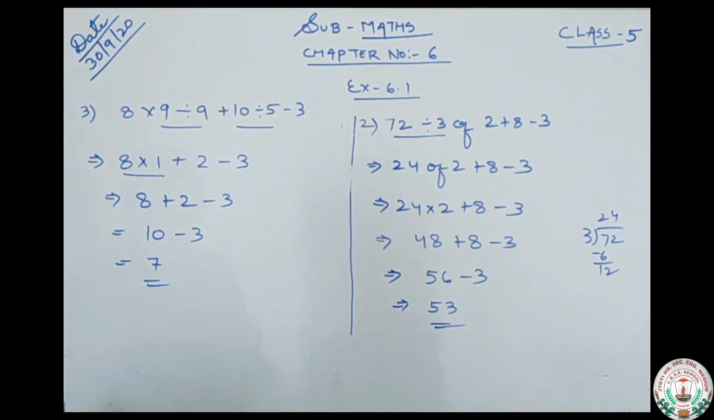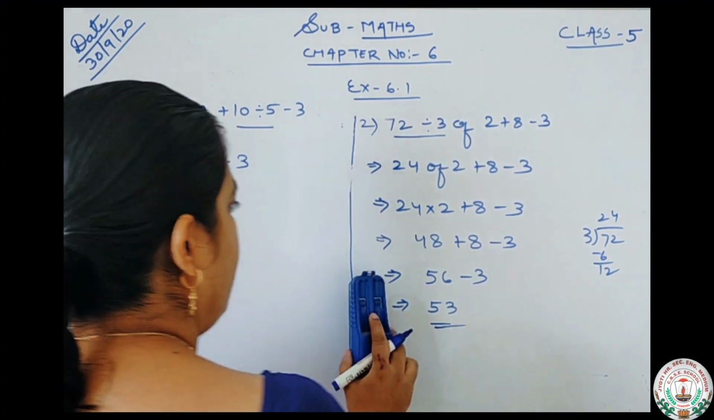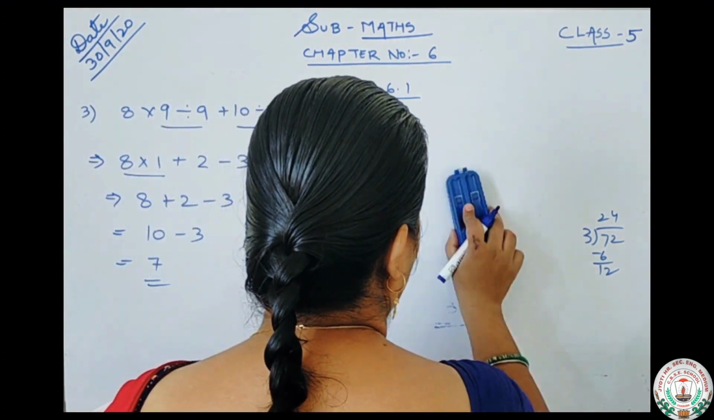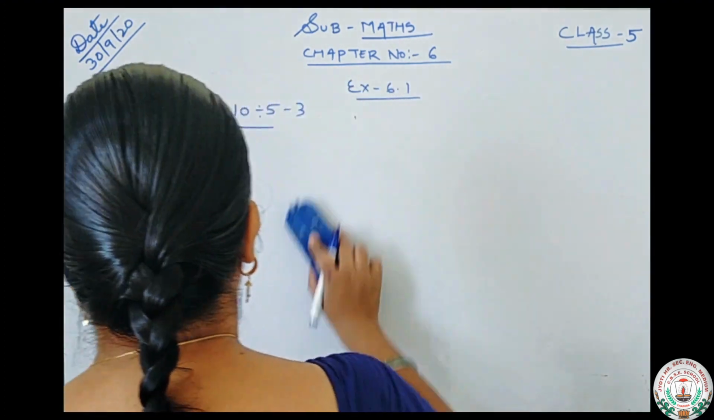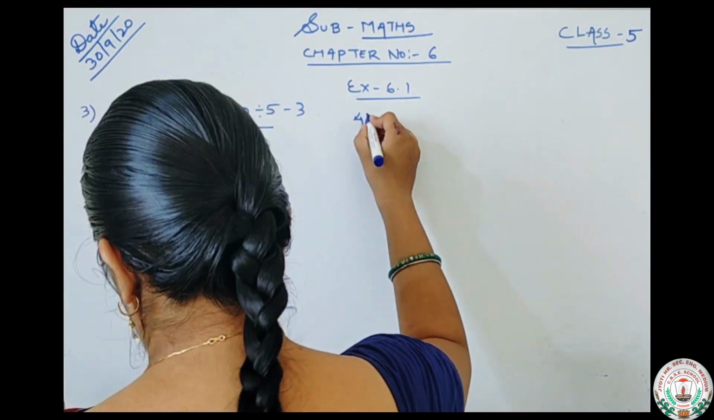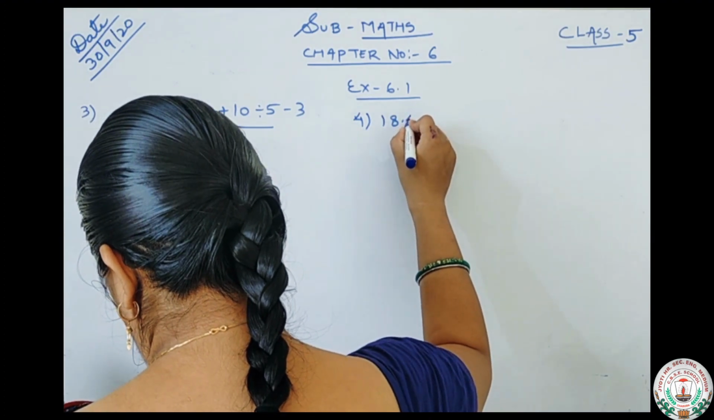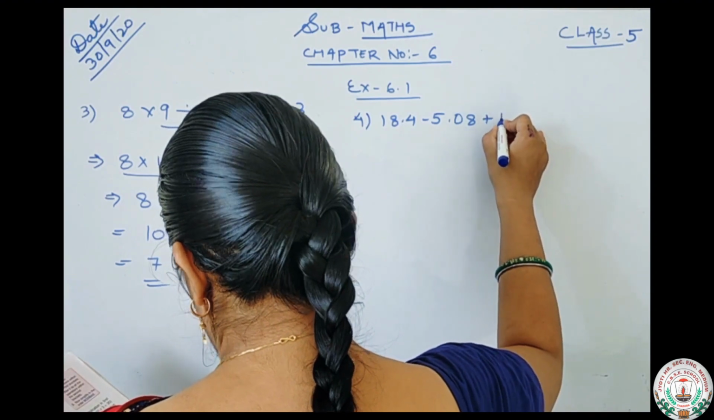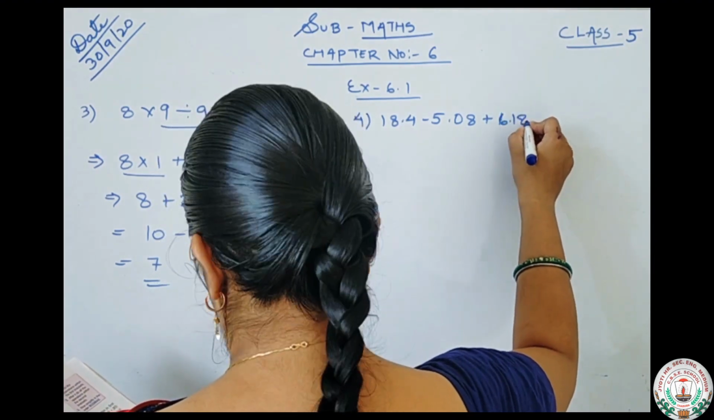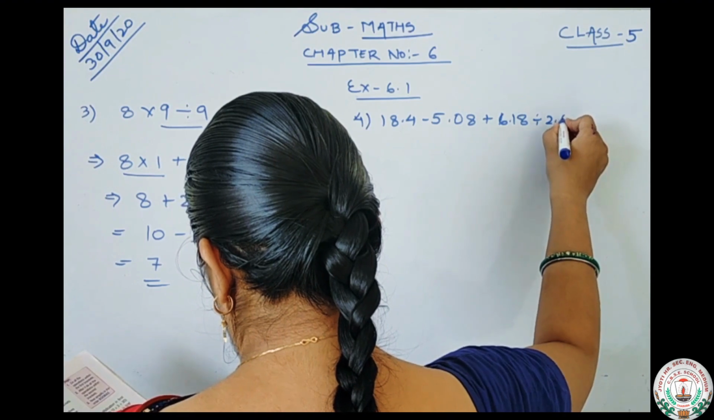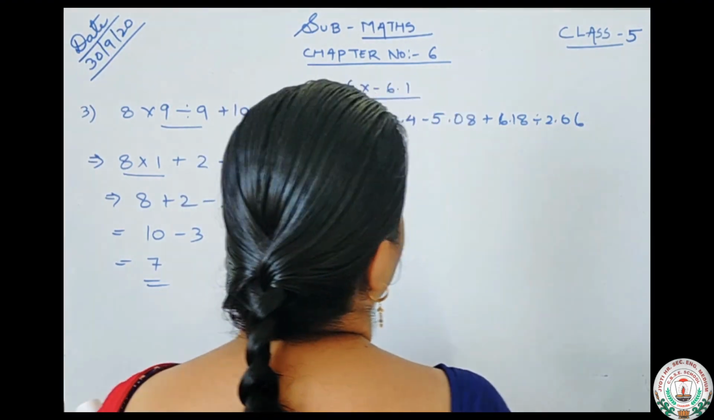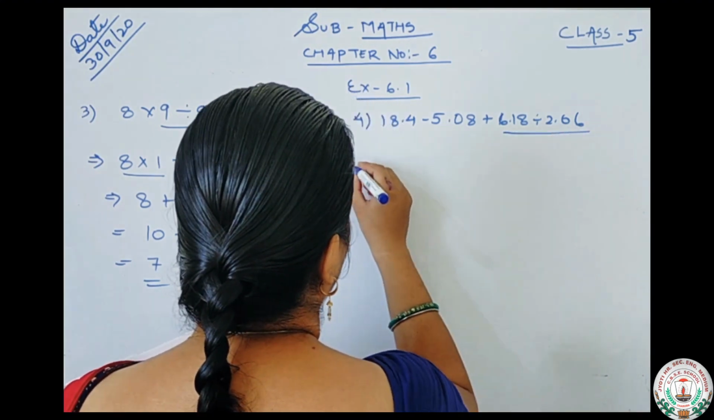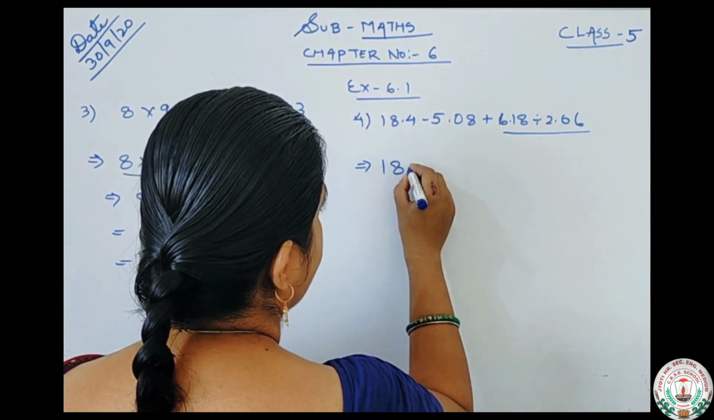Okay. Now number 4th is decimal one that I will solve here. Okay. Number 4th is decimal part. Number 4th is 18.4 minus 5.08 plus 6.18 divided with 2.06. Okay. So here plus and minus and division sign is given. So first we will divide. Rest of all we will note down as it is.